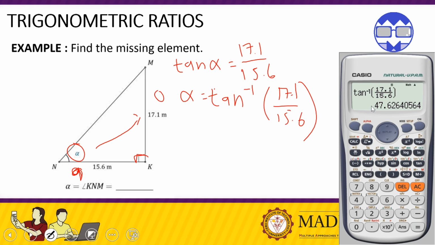We have 47.626. There is a 6 after the 2, so this becomes 63 when rounded off. So we have alpha equals 47.63. It's an angle, so do not forget the degree symbol. So we can put here 47.63 degrees. So that's the answer.